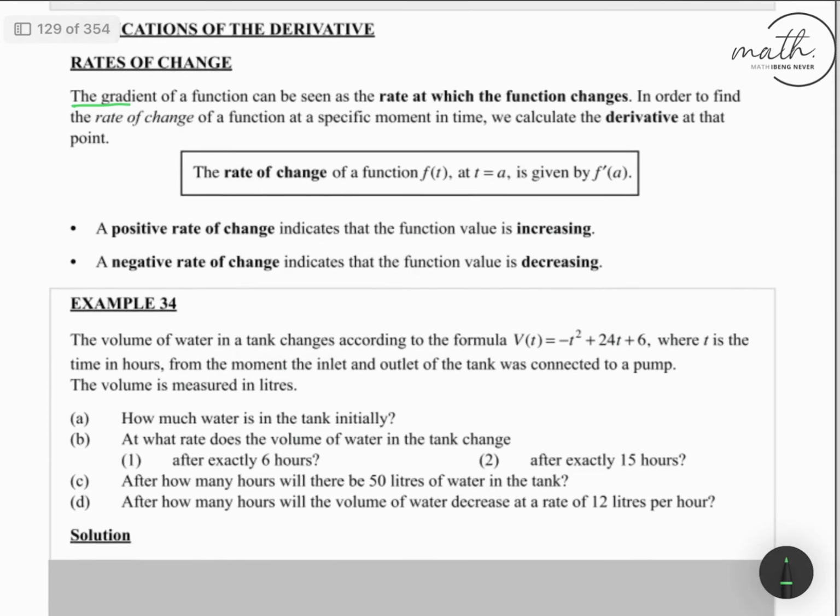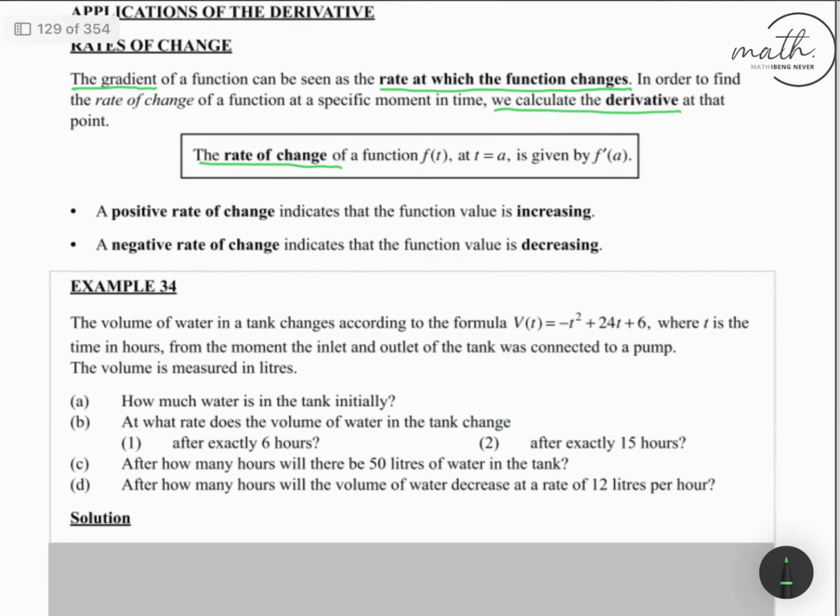So the gradient of a function can be seen as the rate of change, or the rate at which the function changes. In order to find the rate of change of a function at a specific moment in time, we calculate the derivative at that point. Now the rate of change of a function f(t) at t equal to a is given by f prime of a.